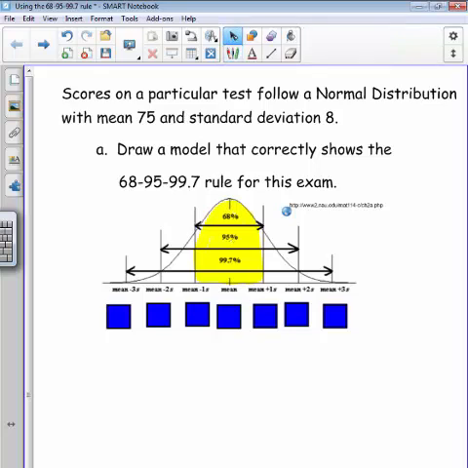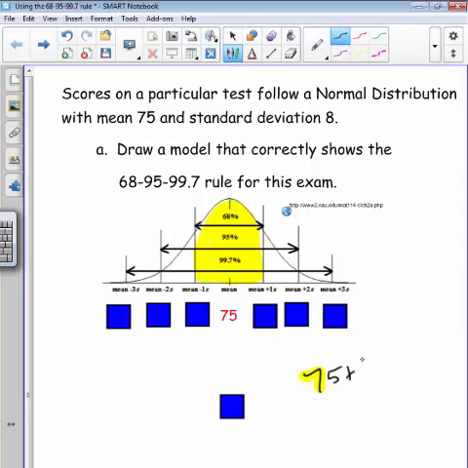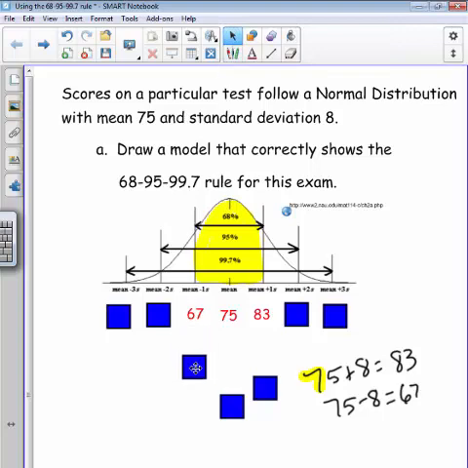My mean is 75. That's the value in the middle. If I go up one standard deviation, 75 plus 8, that gives us 83. If I go down one standard deviation, 75 minus 8, that gives me 67. So down one standard deviation, I have a value of 67. This is telling me that 68% of all of the test scores are between a 67 and an 83.